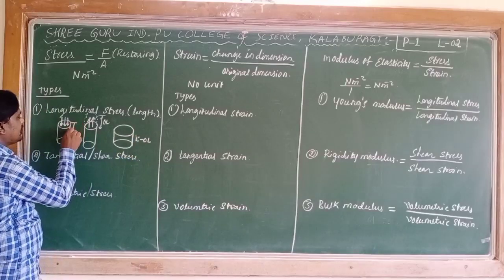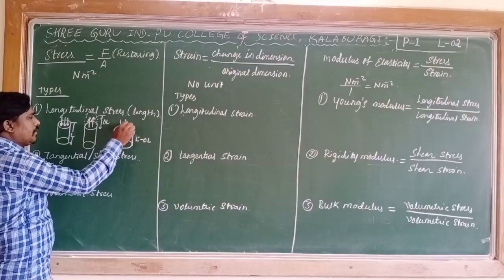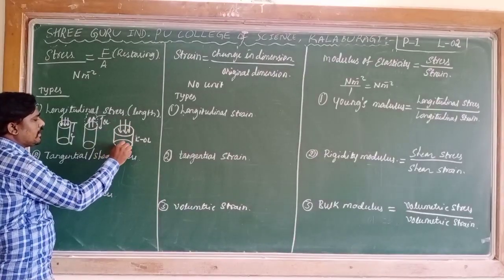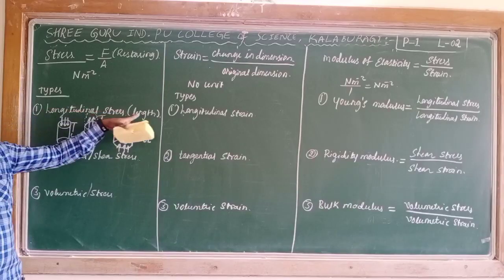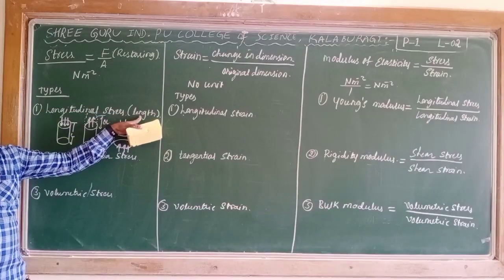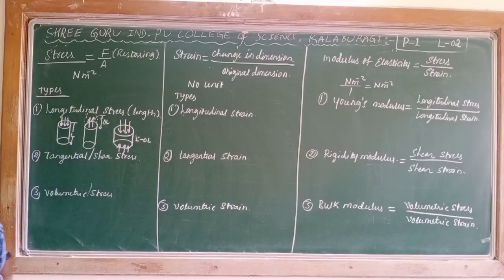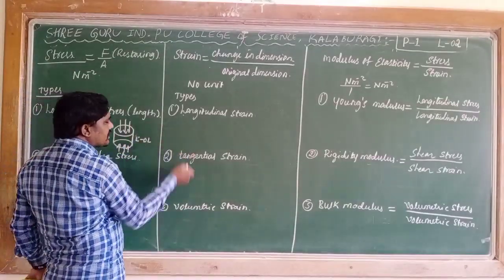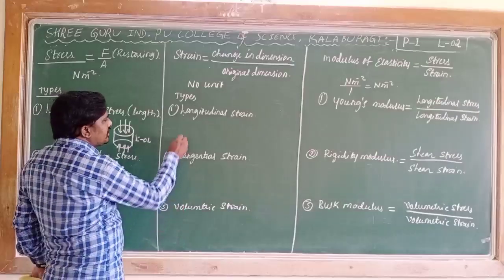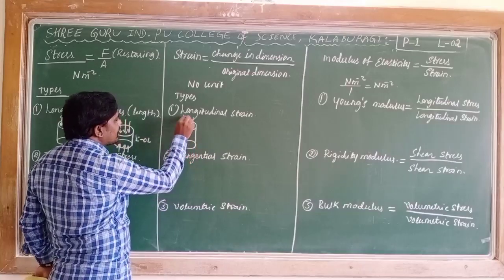Initially this much of length, then L minus delta L. We applied a force perpendicular to the surface of a body. The force may be perpendicular, the force may be normal. We are discussing the change in length. If the length increases we call it tensile, if the length decreases we call it compressive. Similarly here also, we applied a stress on a solid body, and definitely that body gains a strain. Strain means change in length, that may be a decrease in length or an increase in length.